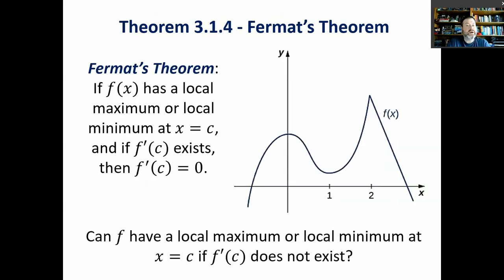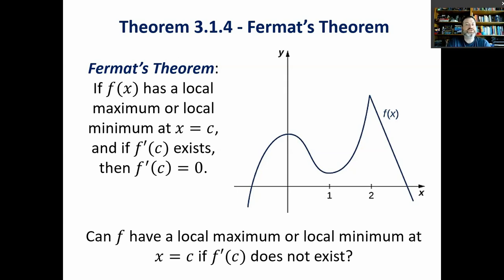Next up is Fermat's theorem. This is a really old theorem from the 1600s. And basically what it's saying is that if a function has a local maximum or local minimum at a point, let's call it c, and if the derivative exists, then the derivative has to be 0.